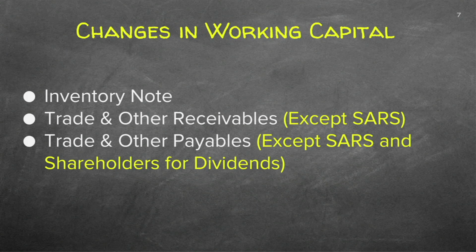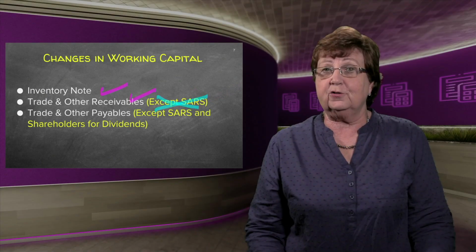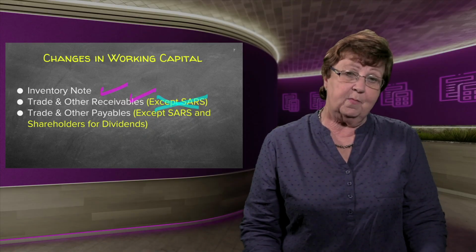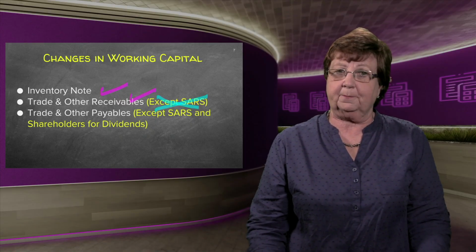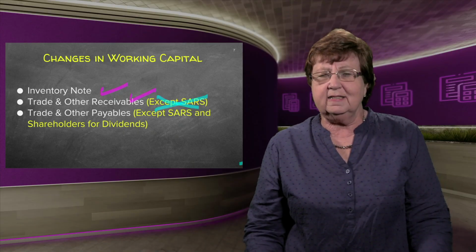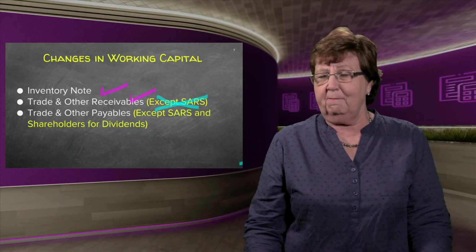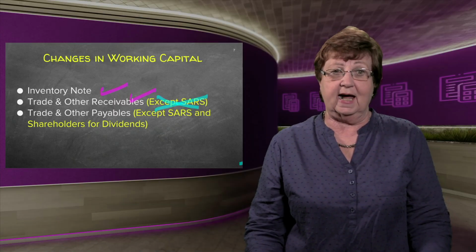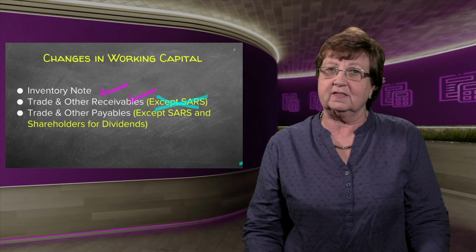I'm going to look at the inventory note. I'm going to look at trade and other receivables. However, I am going to exclude SARS. The reason for that is SARS is going to have its own little note, and so we do not include SARS with our trade and other receivables. Can you remember what makes up trade and other receivables? It's my net trade debtors, it's my accrued income, and my prepaid expenses. So those are the three items I'm going to be looking at in trade and other receivables.